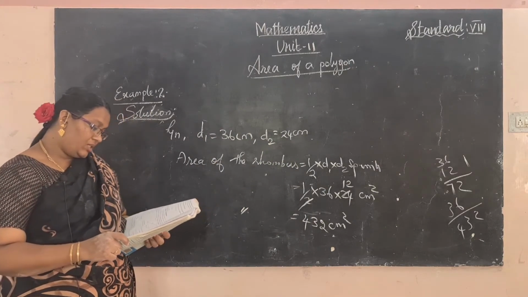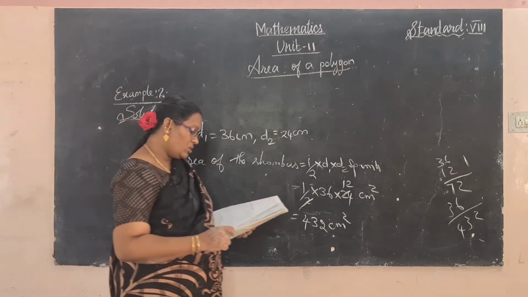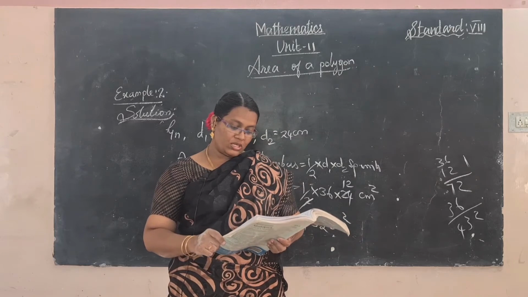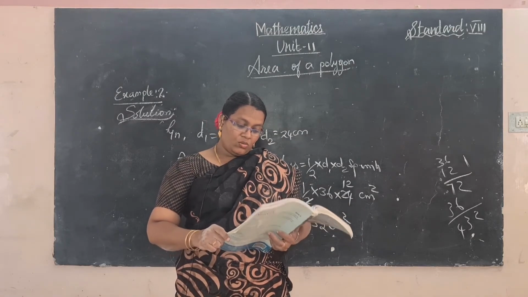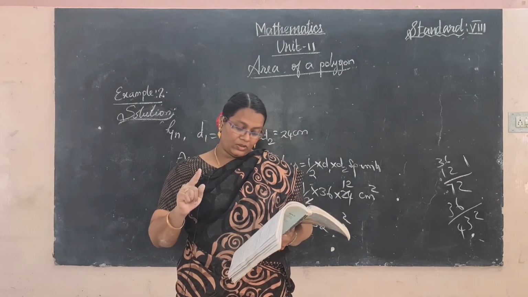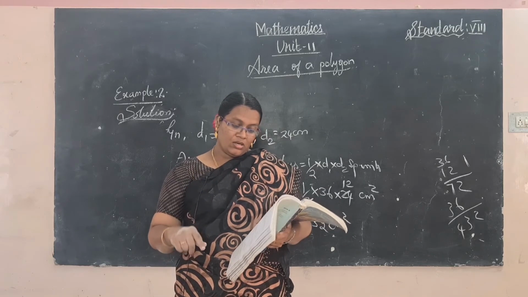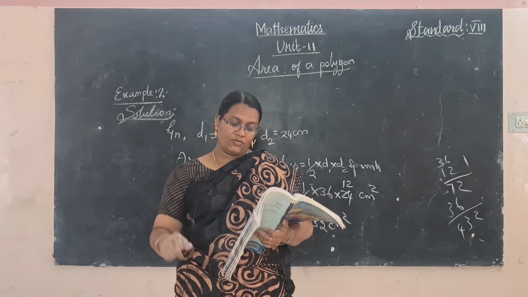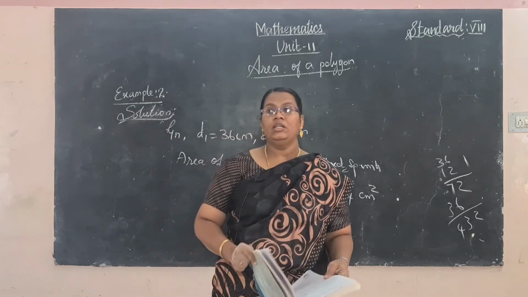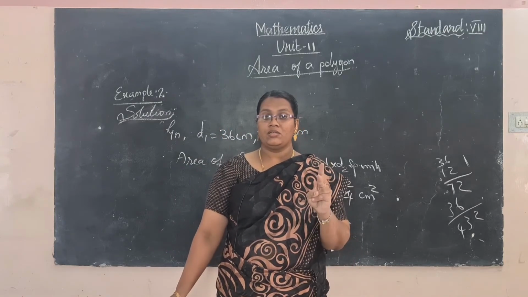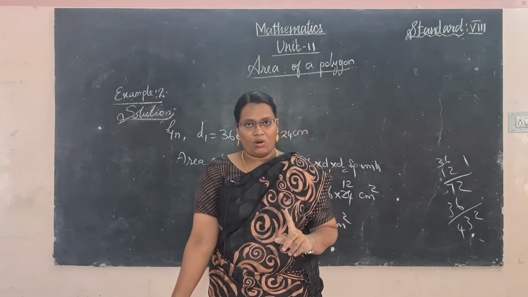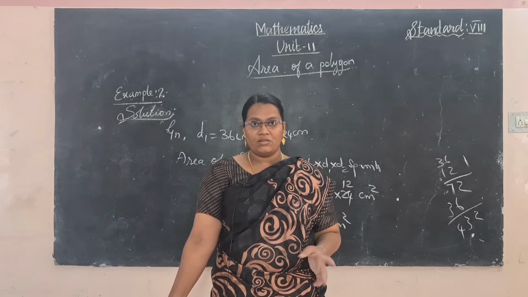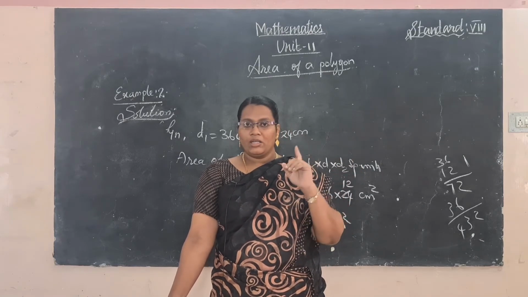And next is example 3. Find the area of the rhombus whose side is 15 centimeter and one diagonal is 24 centimeter. So one side is given, whose side is 15 centimeter, one diagonal is 24 centimeter. So we need the two diagonals for calculating the area of the rhombus. But here one diagonal and one side is given. So first we have to find out the other diagonal.